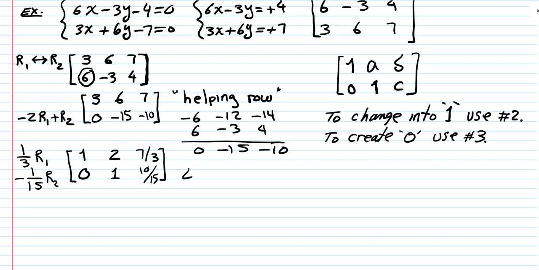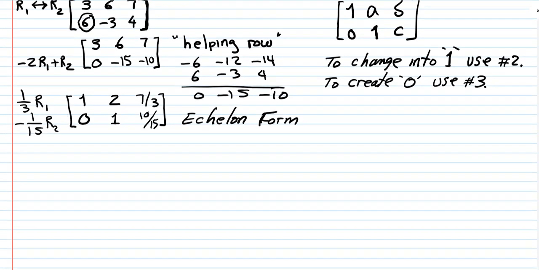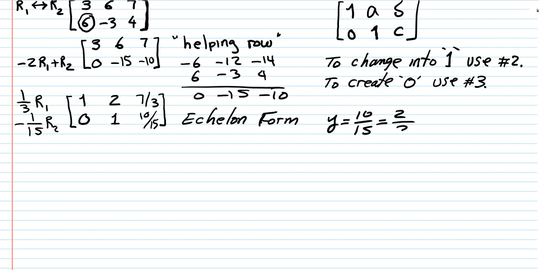This is now in the echelon form. You see that? Because we have, again, this triangular formation where you have 1 on the main diagonal, 0 below the main diagonal, echelon form. Once we have the echelon form, from the second row, y is equal to 10/15. Divide the 5s out, we get 2/3.